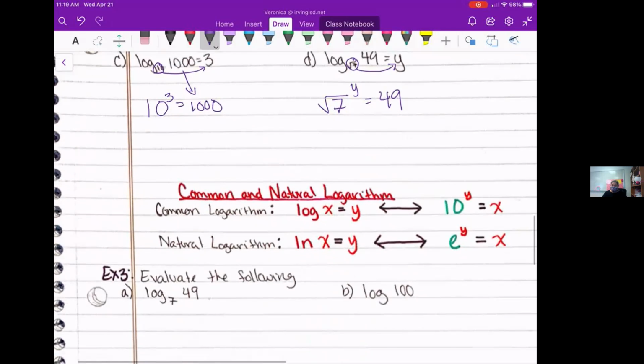So, common and natural logarithm. There's the common logarithm, which is log x equals y, which is exactly what we did. And then there's the natural logarithm, where the only difference is that it has that e.